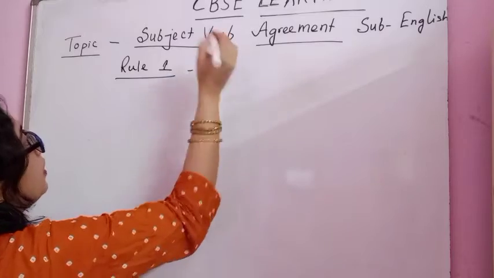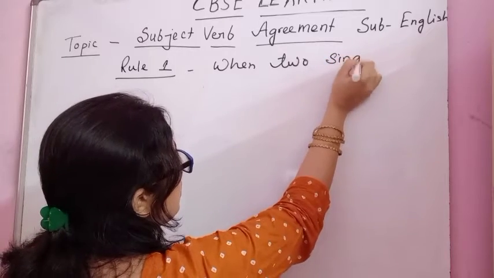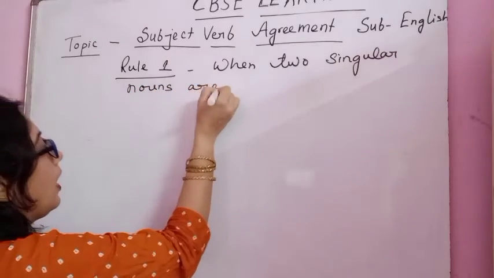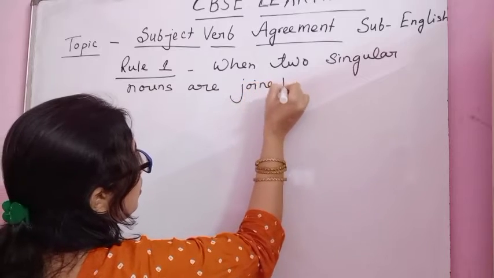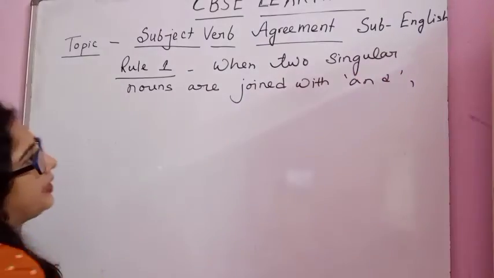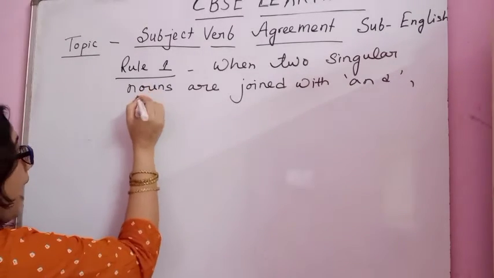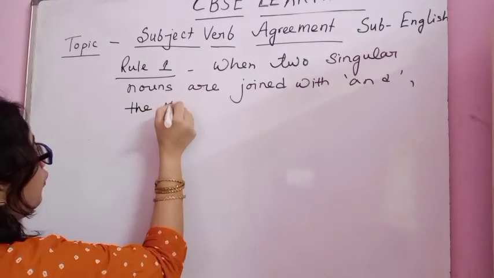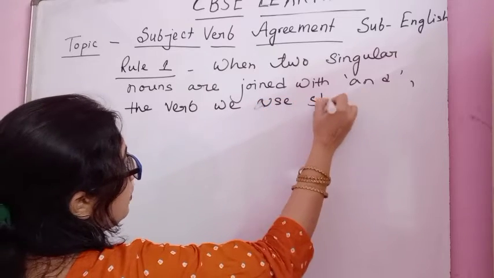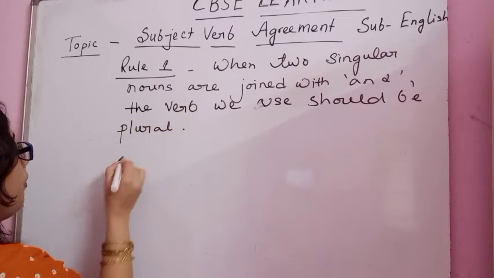So, when two singular nouns are joined with "and", it can be more than two singular nouns also, the verb we use should be plural.